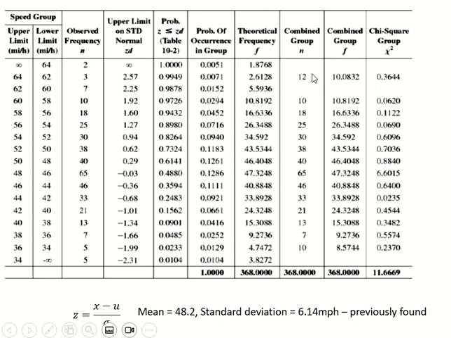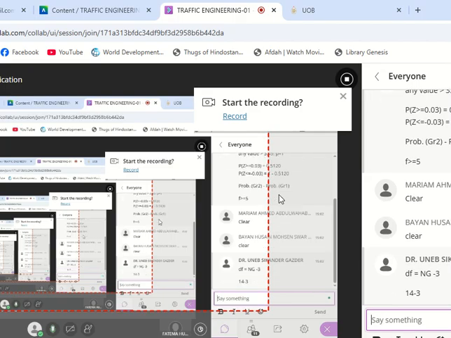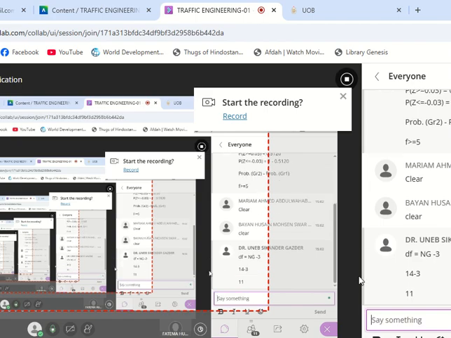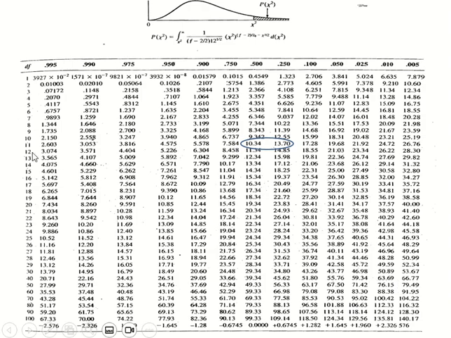If I count from here: 1, 2, 3, 4, 5, 6, 7, 8, 9, 10, 11, 12, 13, 14. So after merging I got 14 groups. My degrees of freedom will be 14 minus 3, which is 11. So my chi-square is 11.669 and my degrees of freedom is 11. So I will go here, 11.